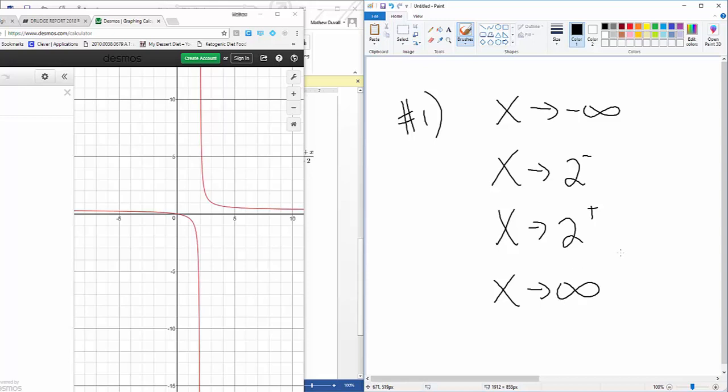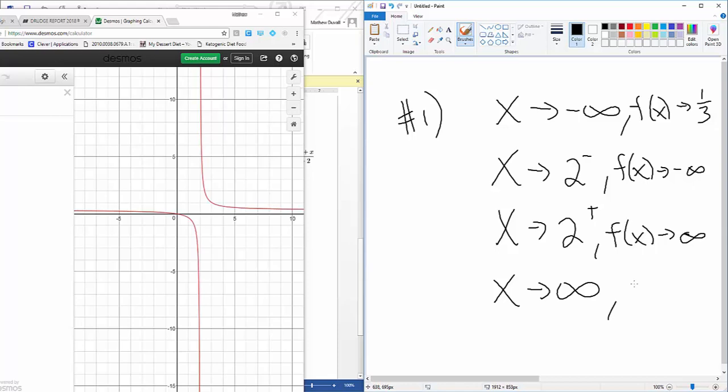So now I have to state what is my y doing. So when x is going to negative infinity, my y is going to 1/3, which is the horizontal asymptote. When it's going to 2 from the negative side, it's going to negative infinity, because it's going down. When it's coming to 2 from the positive side, it's going to positive infinity. And then when x is going to infinity, that's going to 1/3.